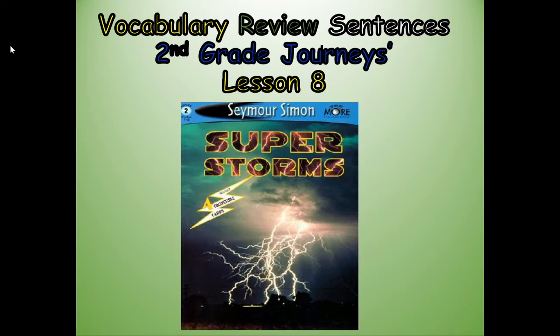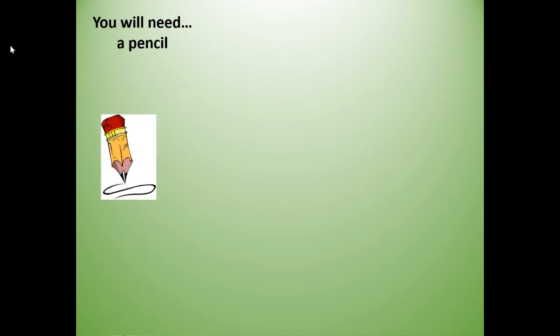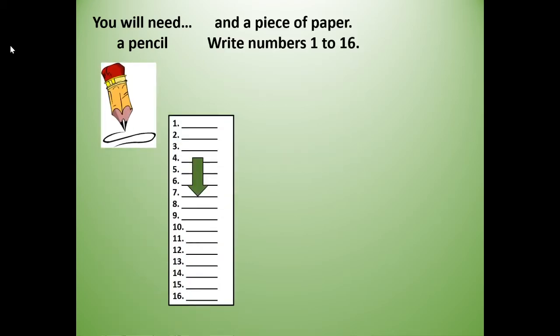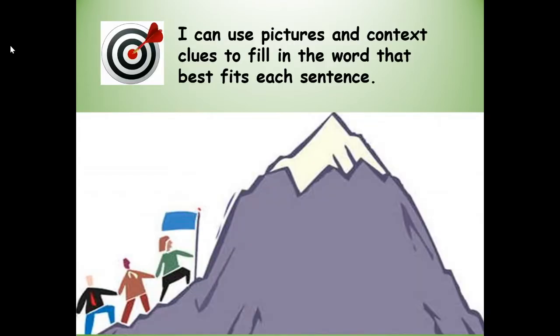Today, our lesson is going to focus on the vocabulary review sentences for second grade Journeys, lesson 8. And our anchor text is Superstorms by Seymour Simon. For this lesson, you will need a pencil and a piece of paper, and you're going to write your numbers 1 to 16. Repeat after me. I can use pictures and context clues to fill in the word that best fits each sentence.